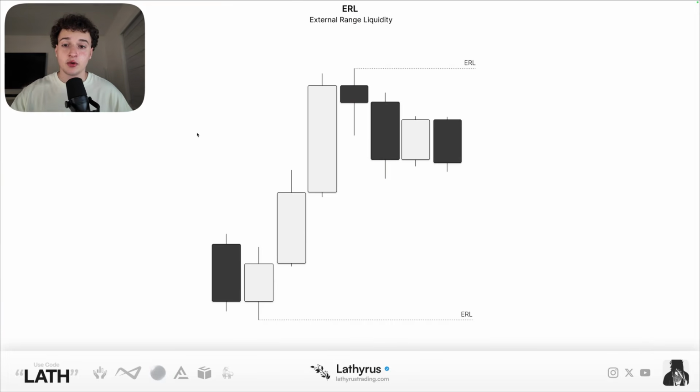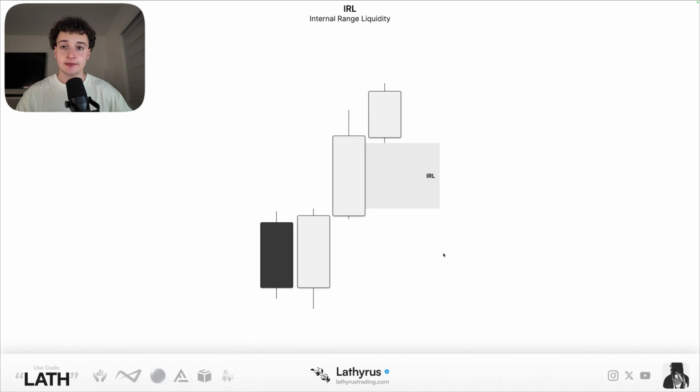In this slide we're going to be talking about ERL or external range liquidity. As we see here, we have this range, right? We have this range low and range high, and we have ERL marked out on both sides of the range because external range liquidity means just as it sounds. It's going to be the external range's highs and lows, right? Being ERL.